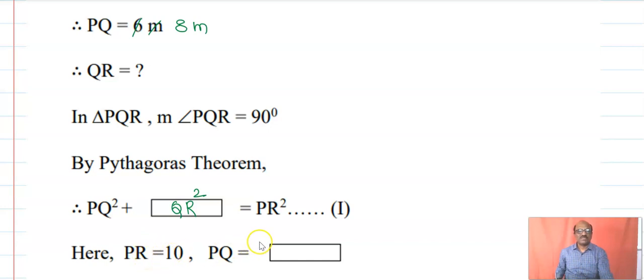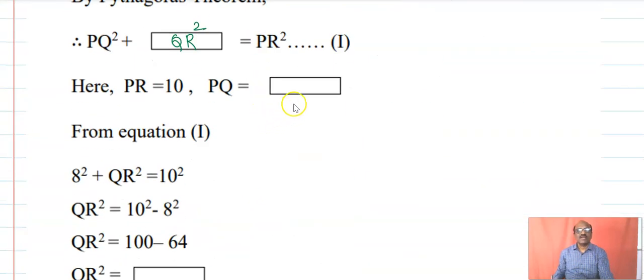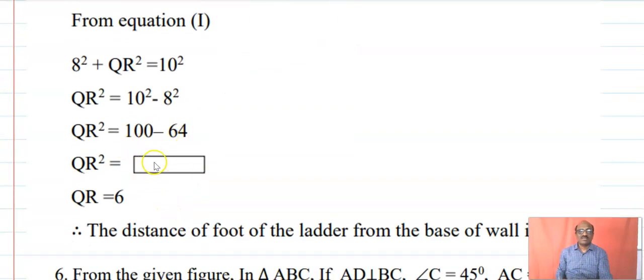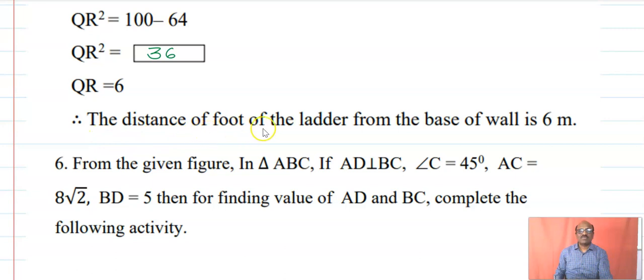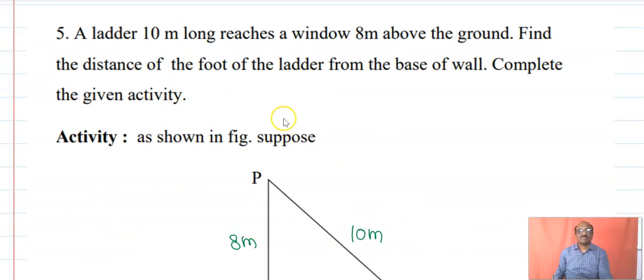PR is equal to 10 and PQ is equal to 8. Therefore, from equation 1, substituting the values: PQ is 8, and 10 square is 100, so QR square here you will get 36. Take the square root on both sides. QR is equal to 6. Therefore, the distance of the foot of the ladder from the base of the wall is 6 meter. Okay, easy question, I thought.